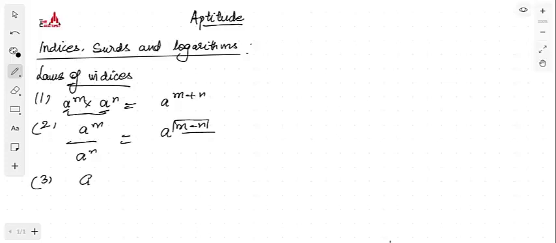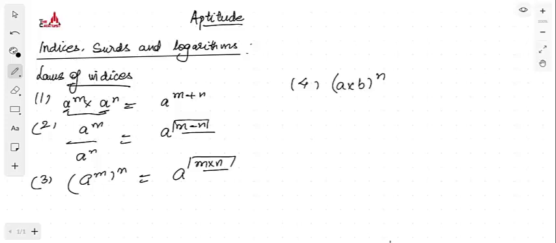Then if it is written a to the power m to the whole power n, you can write it as a to the power m into n. Now the fourth one, these are very simple. You all use these properties in your daily practice. These are quite easy things. If it is written a into b to the power n, then you can write it as a to the power n into b to the power n.